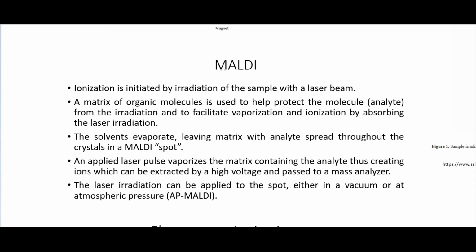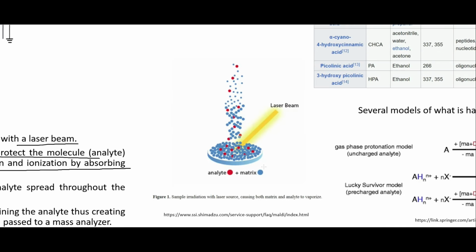Another popular one is this MALDI here. So ionization is initiated by irradiation of the sample with a laser beam. And so the sample is in a matrix of organic molecules, which is used to help protect the molecule or analyte from the irradiation and to facilitate vaporization and ionization by absorbing the laser irradiation. So what that means is we have our sample here. So the blue dots here are like our matrix molecules, and the red is the analyte. We hit it with a laser beam, and it causes these to sort of come off of this sample here and go into our mass analyzer.